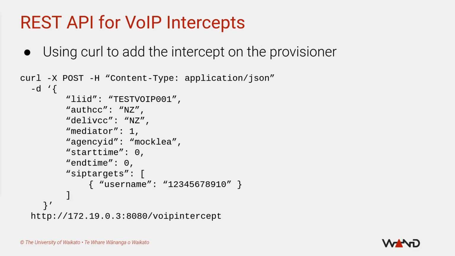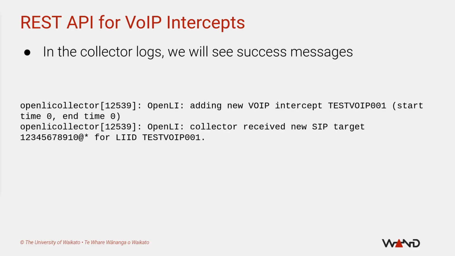Now we can put all of that together into yet another curl command, which will this time add a new VoIP intercept to the OpenLI provisioner. If your curl command is successful, you should be able to inspect the collector logs and see that there are messages acknowledging that the collector is now aware that it needs to perform a voice intercept for our specified target. Note the asterisk in place of the realm field in the target identity on the second log line. This indicates that all realms will be considered when looking for SIP traffic for the target.